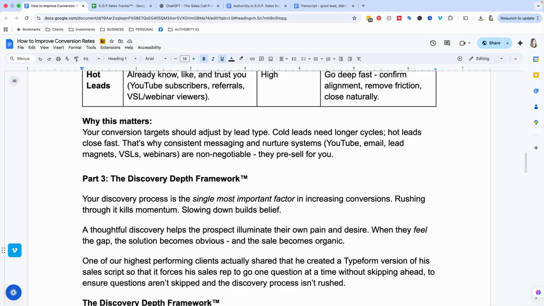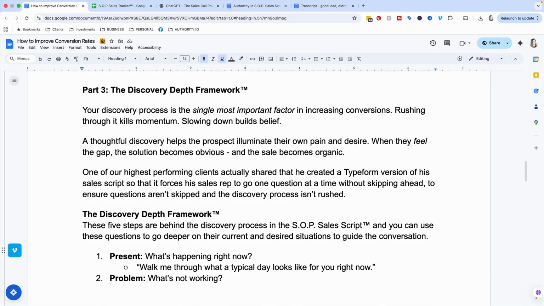So cold leads generally need longer sales cycles. I did say there are exceptions to that. Hot leads tend to close faster. That's why consistent messaging and nurture systems, so YouTube, email, lead magnets, VSLs, webinars, are non-negotiable. They pre-sell for you. So part 3 is the discovery depth framework.